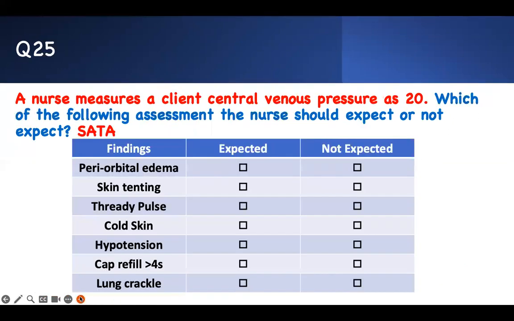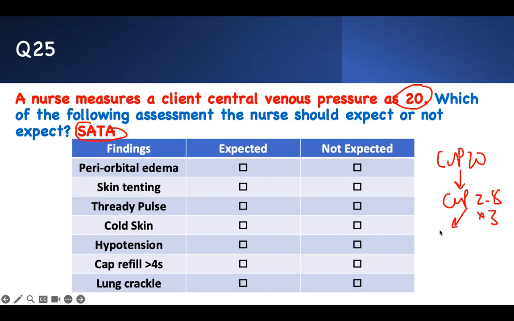This question is a little bit harder. Okay, let's try this. I can tell that this also requires thinking. Which of the following assessments should the nurse expect or not expect? A nurse measures a client's central venous pressure of 20. Bring it on. When you see short questions like that, put the facts together. CVP of 20. What does it tell me? What is normal CVP? It's 2 to 8. 20 is almost 3 times that.